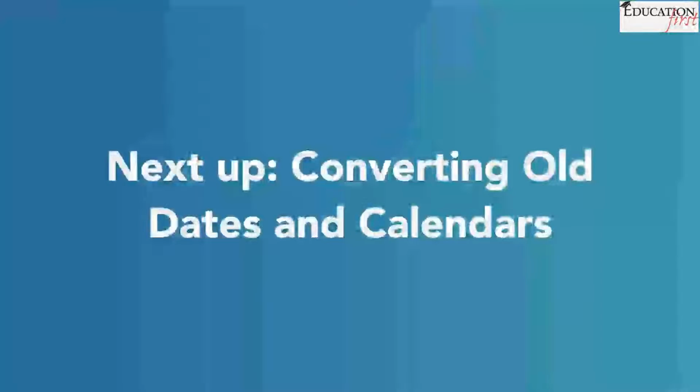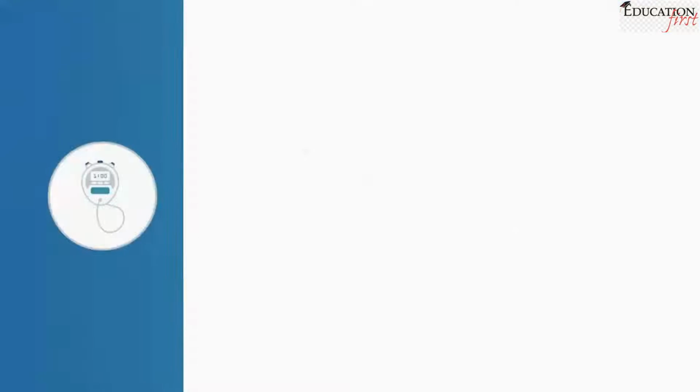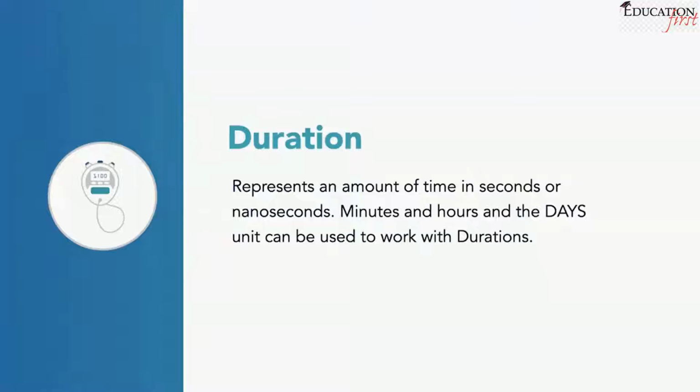Next up, we're going to have a look at how we can convert old dates and calendars to objects of our Java time package. The duration class is used to work with amounts of time that are expressed in nanoseconds to days. Minutes and hours and the days unit can be used to work with durations. Let's see how to obtain a duration.